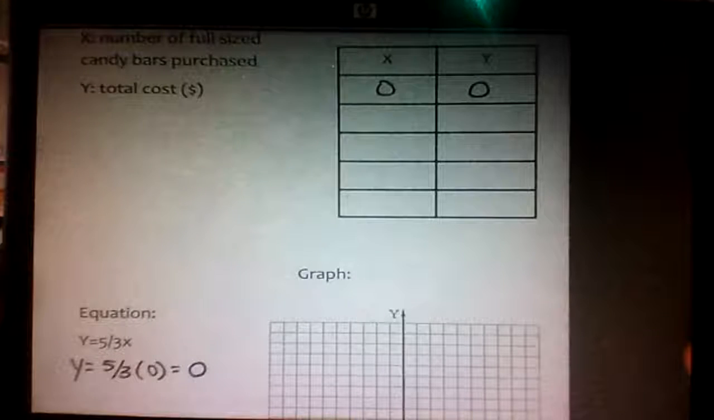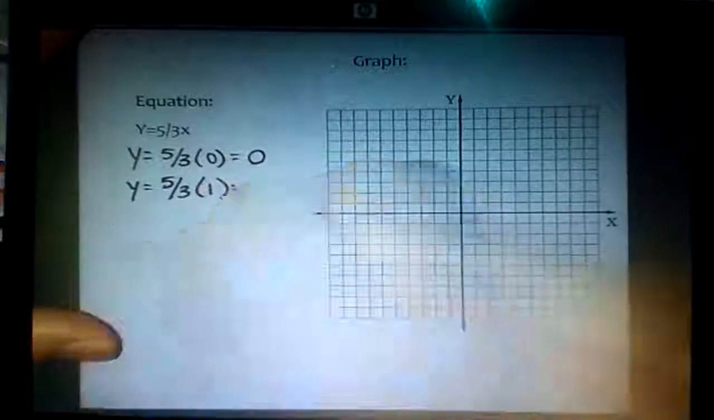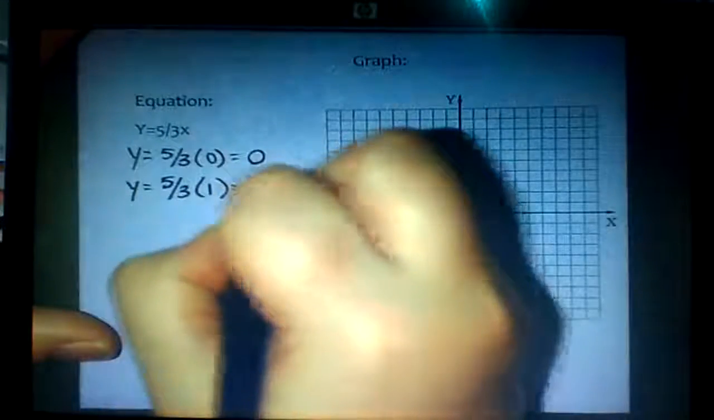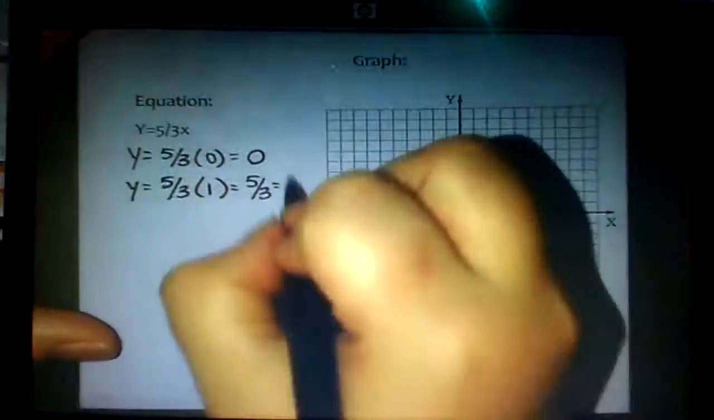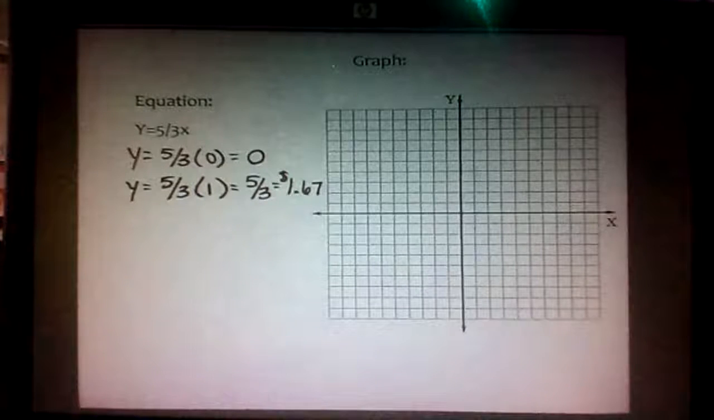Think about it. If I buy no candy bars, how much money am I spending? Zero. What if I buy one candy bar? Now it's going to be 5/3 because I replace x with a one. I'm going to give this to you in dollar amounts. 5/3 as a decimal is 1.66 repeating, so $1.67. So what's this telling me? If I buy one candy bar, I'm spending $1.67.